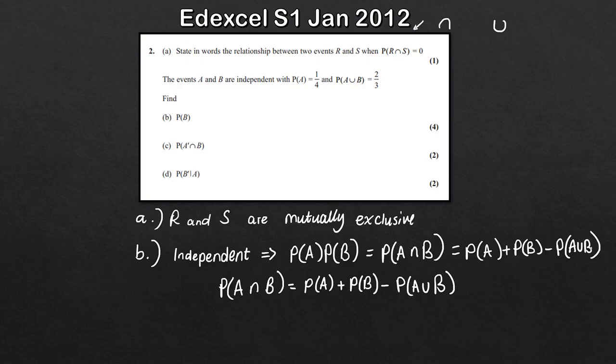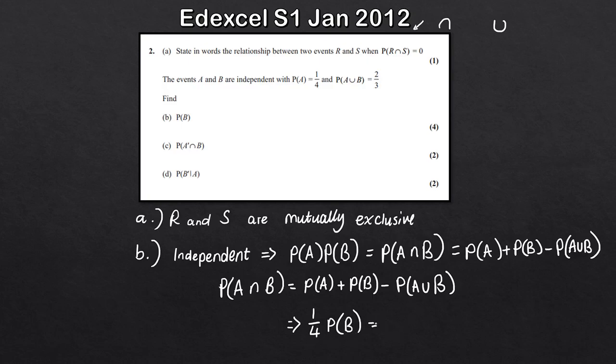Okay, so what does that tell us? Well, we know the probability of A already, that's 1/4. We know the probability of A union B is 2/3. So we can start putting everything together here. So the probability of A is 1/4. So what I'm going to do here now is 1/4 times the probability of B, which we don't know, so we're just going to call that probability of B. Basically this is probability of B divided by 4.